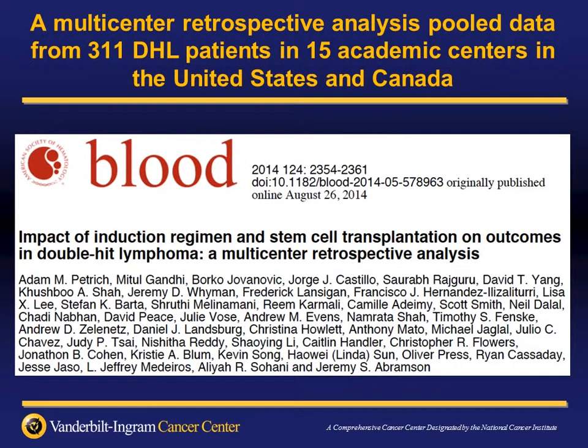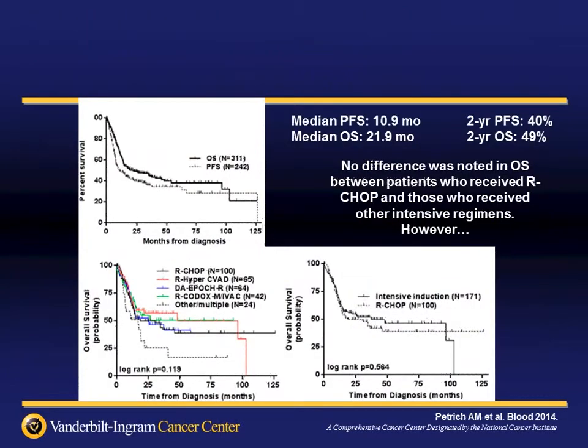And this just looks at a trial that two of my colleagues, Dr. Nishita Reddy and Judy Sai, collected ours, and we shared our data of double hit lymphomas in 15 academic centers in the United States and Canada. There was no difference in overall survival between patients who received R-CHOP and those who received other intensive regimens, about a 40% survival, but there were adverse prognostic factors. If you had advanced stage, lymphocytosis, a leukemic counterpart, LDH more than 3 times normal, and CNS involvement, the survivals fall off markedly.